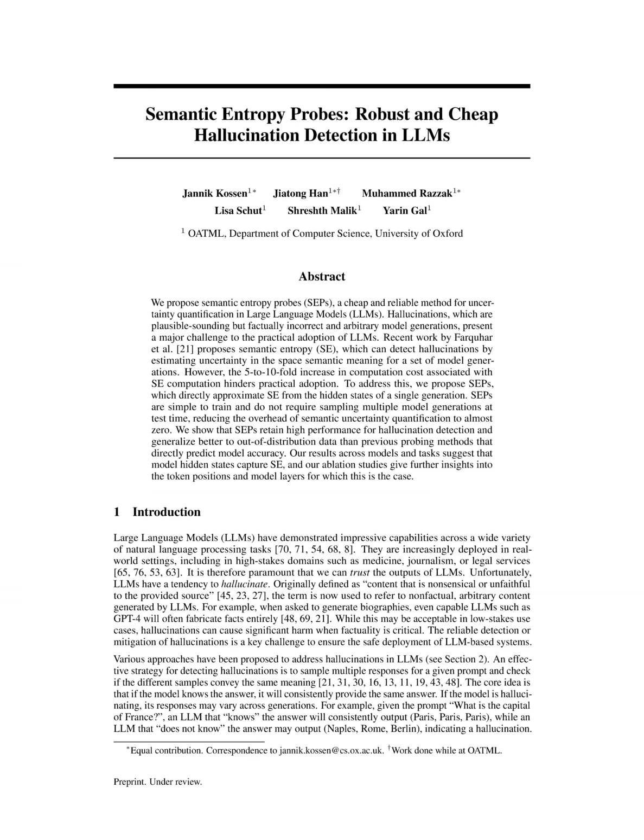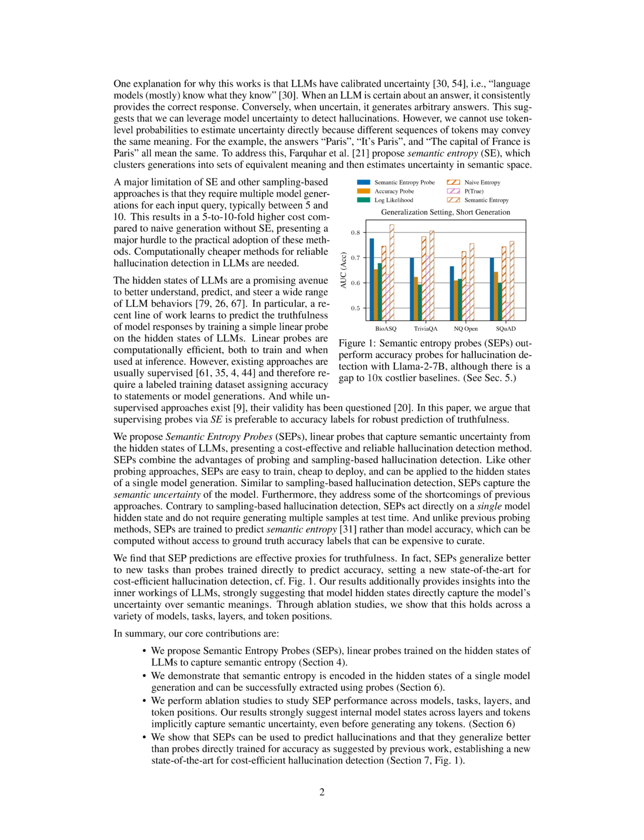The core problem addressed in the paper related to large language models, LLMs, is the detection and mitigation of hallucinations in LLM-generated content. Hallucinations refer to non-factual, arbitrary content generated by LLMs, which can be harmful in critical domains where accuracy is paramount. The paper focuses on developing a cost-effective and reliable method, semantic entropy probes, SEPs, to detect hallucinations in LLMs. SEPs are linear probes trained on the hidden states of LLMs to capture semantic entropy, which is a measure of uncertainty in semantic space.